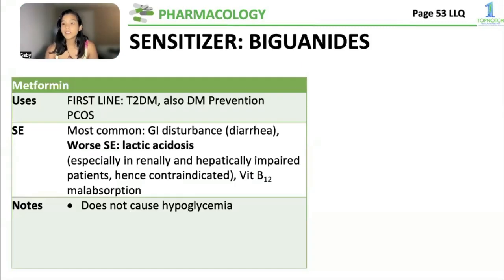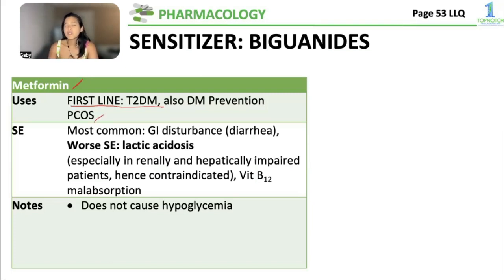Okay. Next, we have your sensitizers or your biguanides, which are really the most important drugs when it comes to the treatment of type 2 diabetes. If there's only one drug you remember from this lecture, it should be your biguanides. And the most important one is metformin. It is first line in the treatment of type 2 diabetes. It has even been used in diabetes prevention and in patients with PCOS.